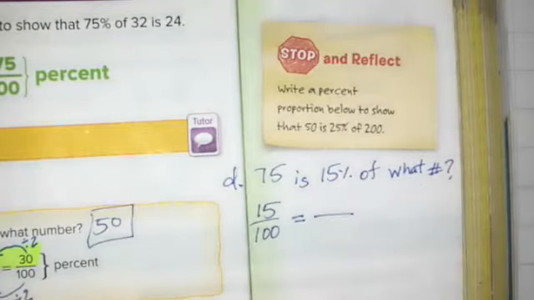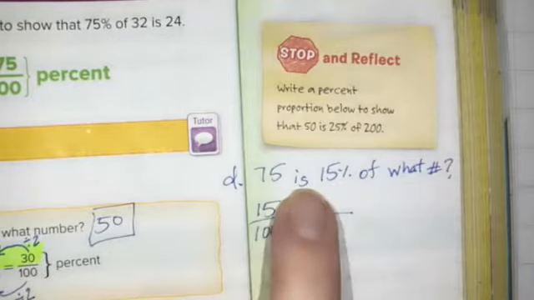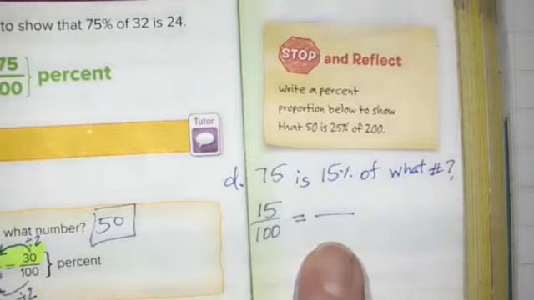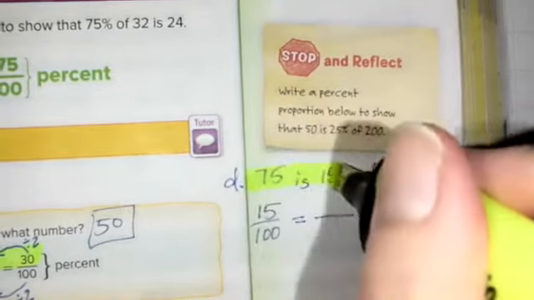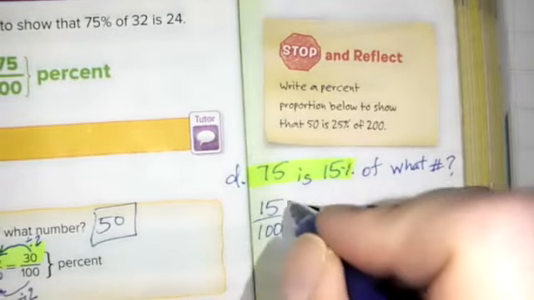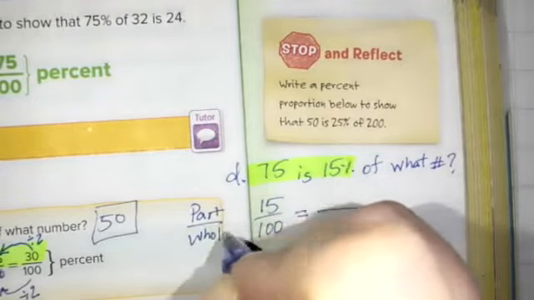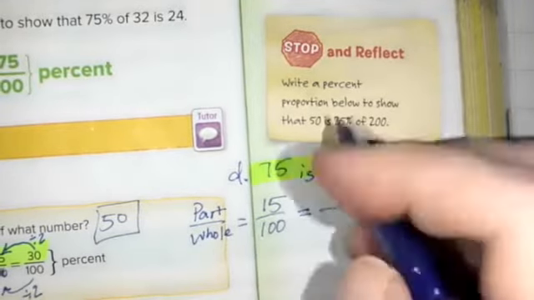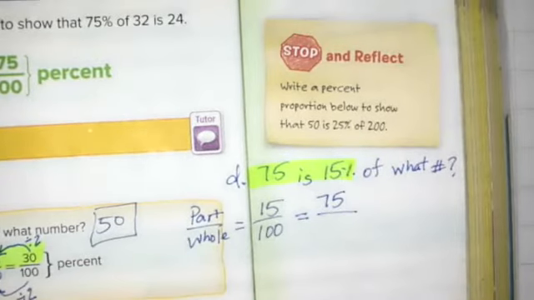Okay. And then when I see that the 75 is 15%, I know that the 75 is the part. It's not the 100%. It doesn't go in the denominator, right? The whole, the 100%, would go in the denominator. So when I see that the 75 is 15%, I know that the 75 is a portion, not the whole thing. So the part goes in that, remember, it's part over whole. Okay, so the 75 goes in the numerator because it's not the whole thing. It's only 15%. It's only a part.